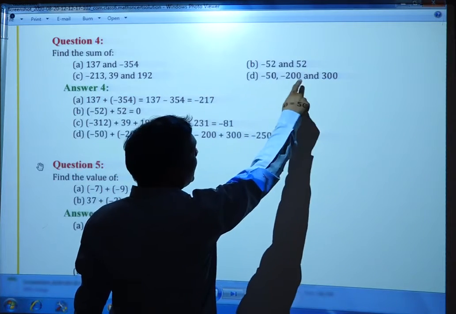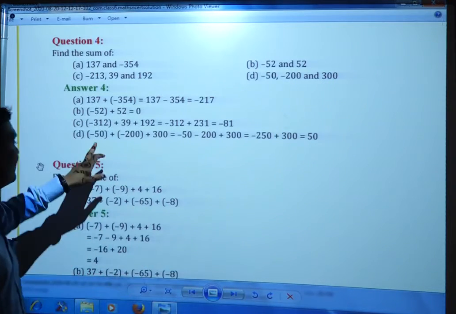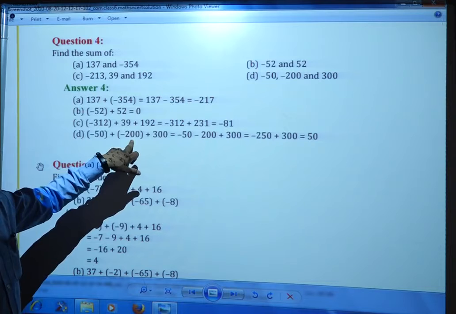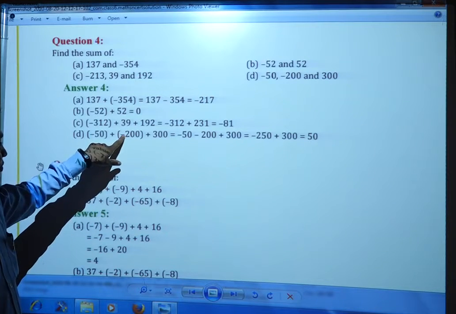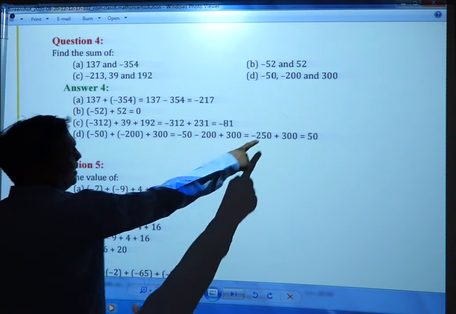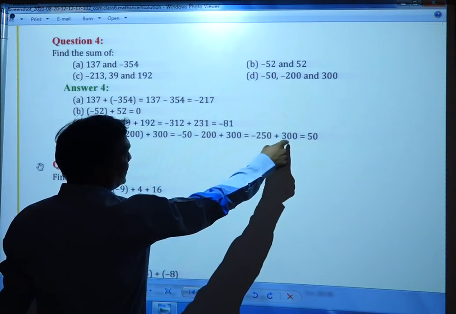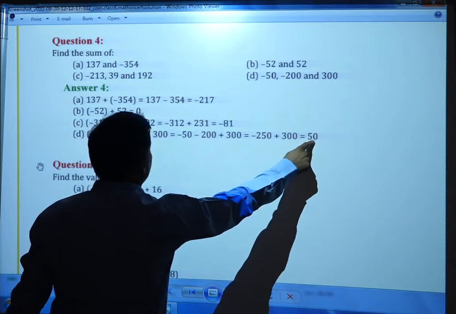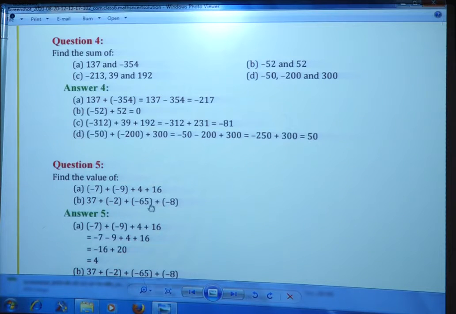Minus 50, minus 200 and plus 300. Minus 50, minus 200 plus 300. So minus and minus you have to do plus. So when you do the plus, this became minus 250. Here 250. And this plus 300. One is minus, one is in plus. Again you have to do minus. So this is 50. Next question.